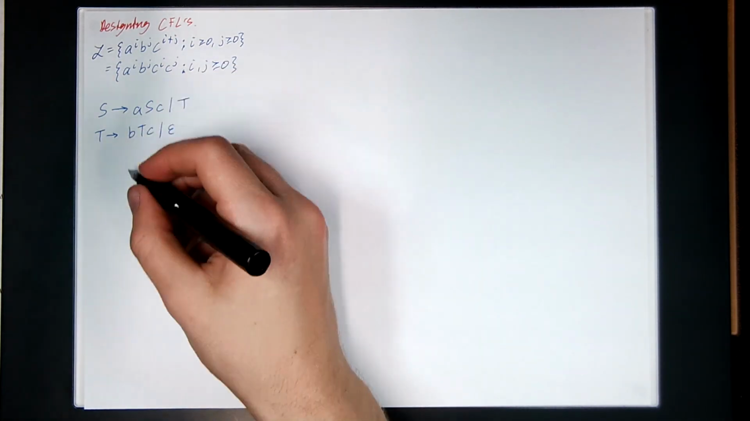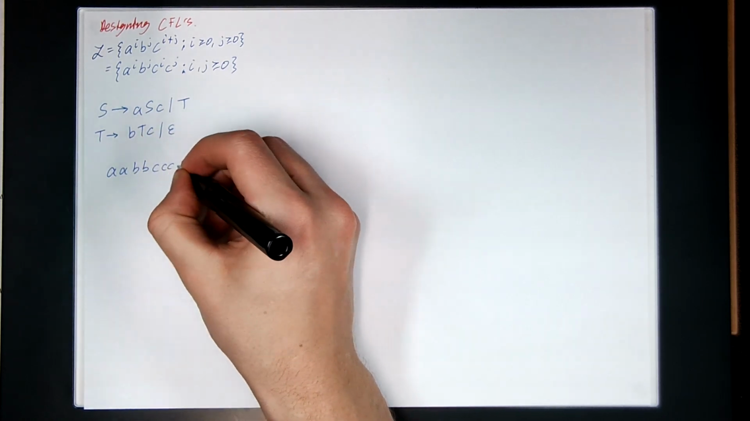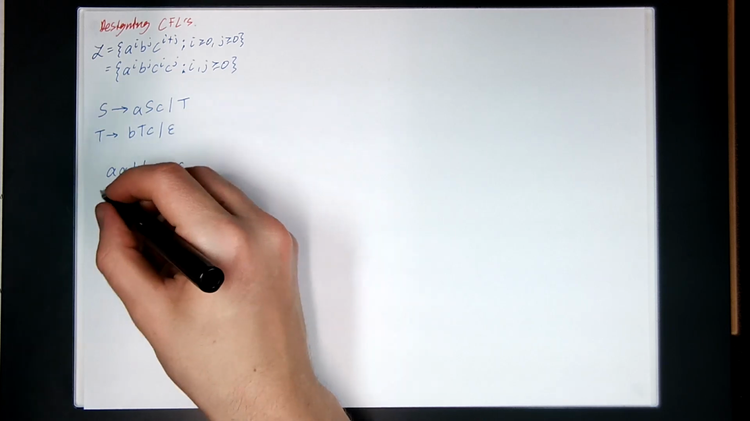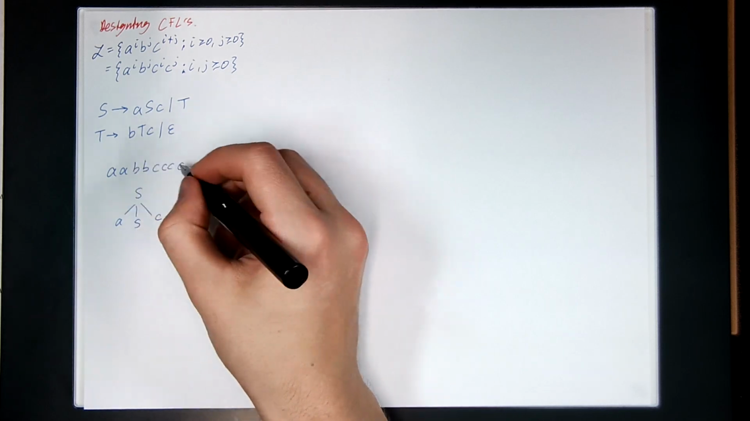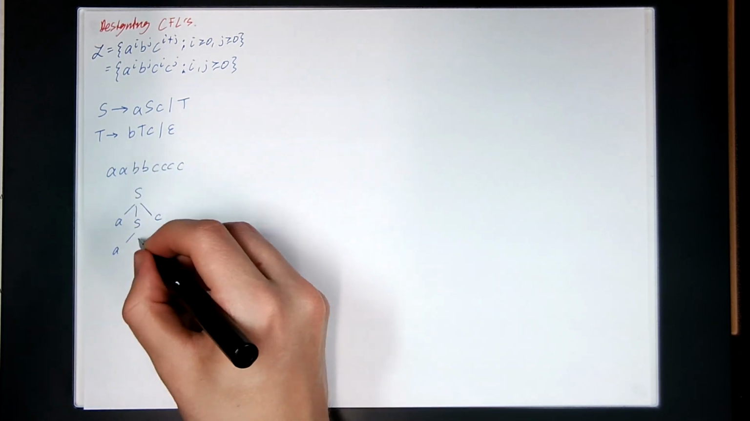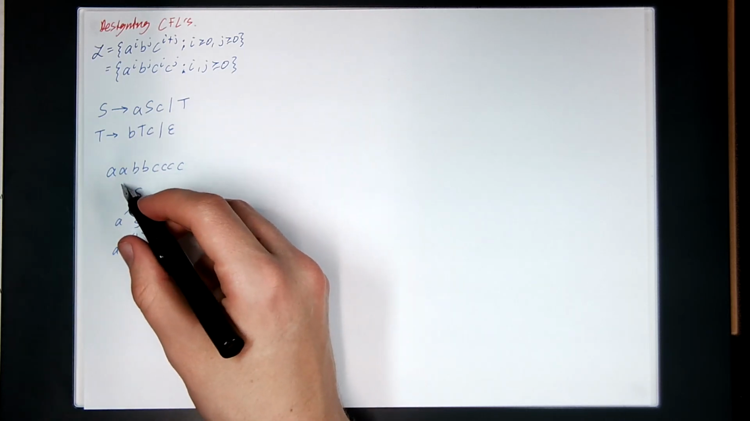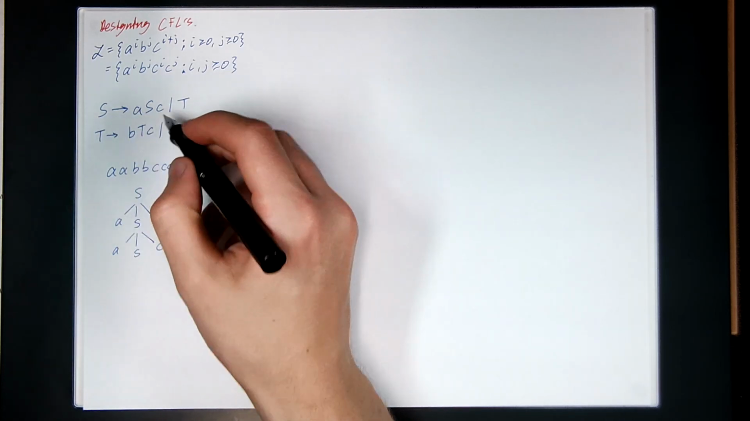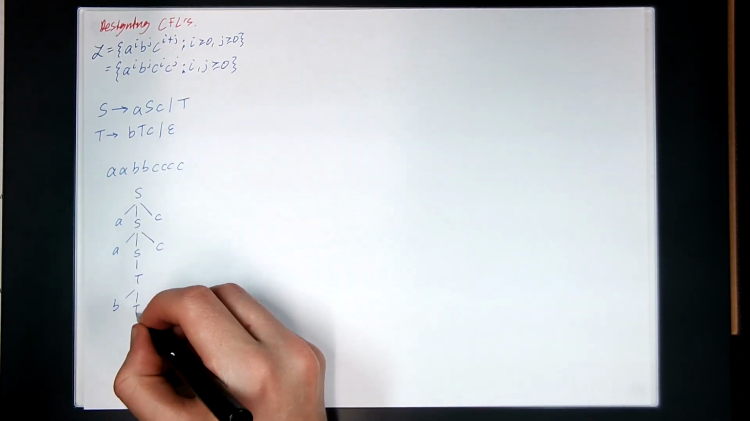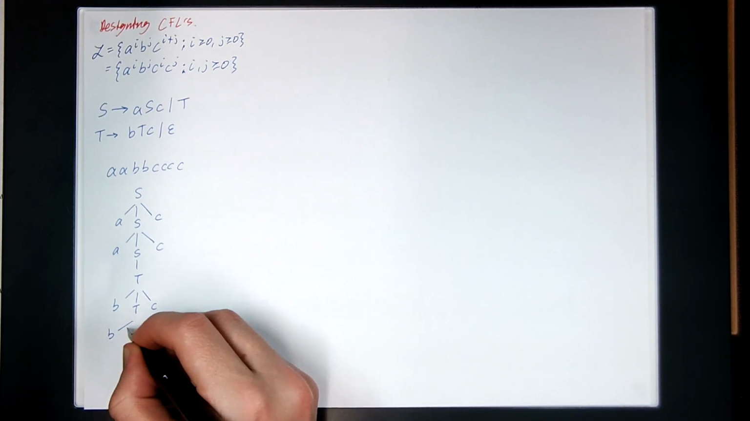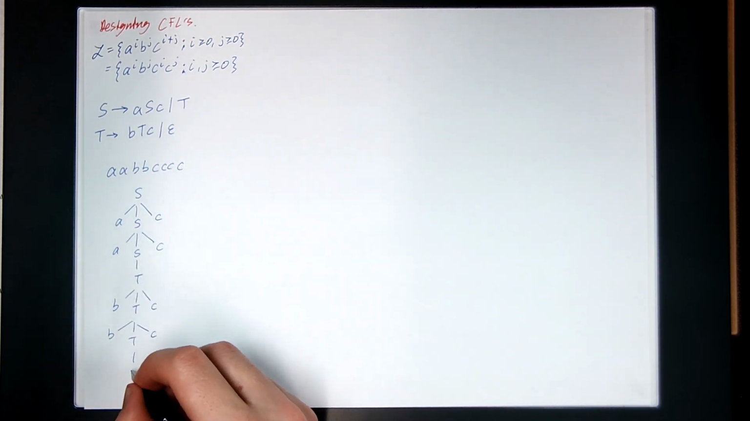So with that, let's construct a parse tree for AABBCCCC. I take S, I have to inject an A, so A, S, C. Have to put another A, so let's do that again, A, S, C. I'm done putting A's, now I want to put B's, so I'm going to take the T transition, S goes to T. And T can go to BTC, and once more, BTC. And then I'm done putting B's, so now I can choose an epsilon transition.